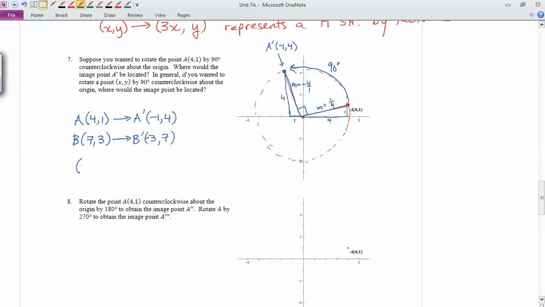If you try the same thing with a general point, x comma y, then that's going to turn into, well, it's kind of like flipping the coordinates. But then notice the first one, when it went over here, it changes signs. So I'd need to throw a negative in front of there. So this right here is the rule. So this represents a 90 degree counterclockwise rotation about the origin.